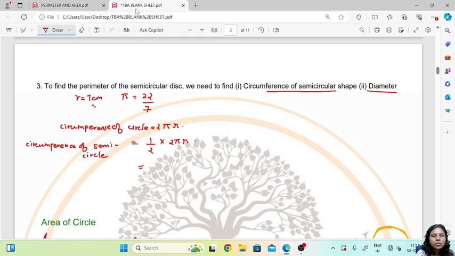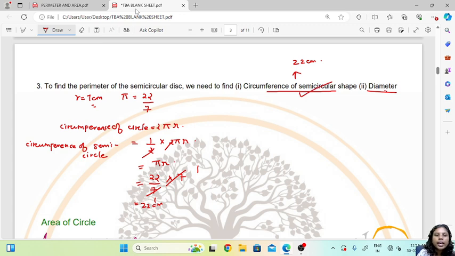So now this half and this 2 will cancel out, so what will be left? Pi r. So let's find out. Pi, we are told to take 22/7 into 7. So this and this we can cancel out, 7 ones are 7 ones. So the circumference we are getting is 22 centimeter.